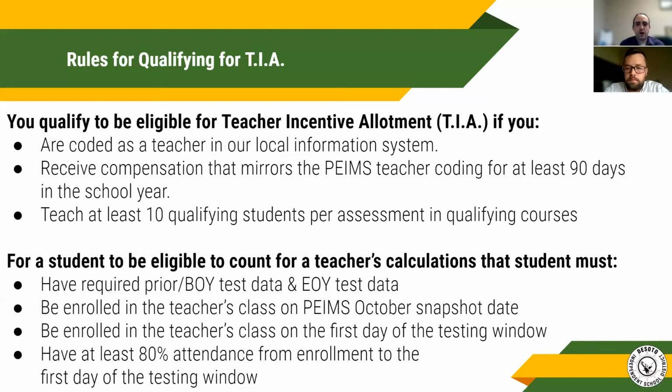And then we put a few other requirements in place just to ensure that it's a student that you had for most of the year and you were able to affect that student's growth throughout the year. So we're saying that the student has to be enrolled both on the PEIMS snapshot date and enrolled in your class on the PEIMS snapshot date and be enrolled in your class at the beginning of that end of year testing window, whether it be MAP or for STAAR.